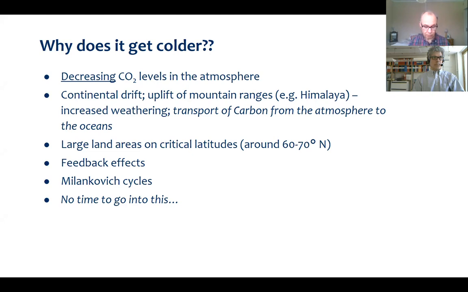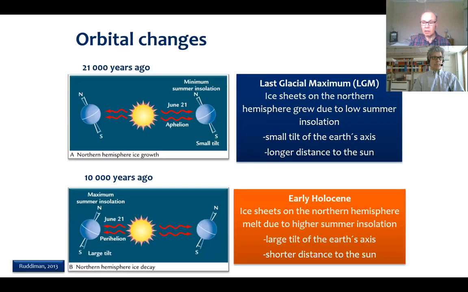On top of that, we also have the feedback effects. We have the Milankovitch cycles that you're probably familiar with. But as I said, there's not much time to go into this. But I will show one example of how the Milankovitch cycle affects the growth and decay of the ice sheets. One is from the last glacial maximum, 21,000 years ago. The most important parameter of the Milankovitch cycles is the tilt axis, especially for the growth of the ice sheets.